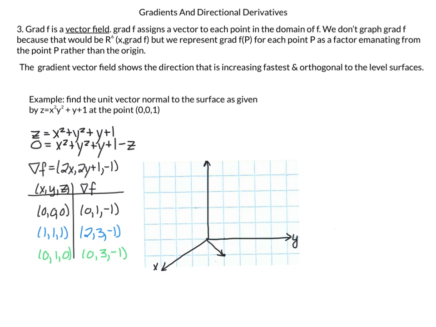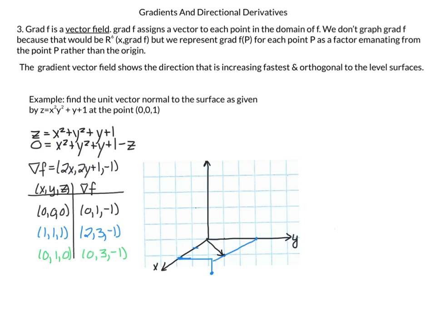So this is what I mean: we're in R6 if we're plotting x times gradient of f, because x is three-dimensional and gradient of f is three-dimensional. So we're not going to make a six-dimensional graph, but we'll do this in 3 dimensions. At 0, 0, 0, the gradient is equal to 0 along the x-axis, 1 on the y, and negative 1 along the z. So this is my gradient vector, and I anchor it at 0, 0, 0.